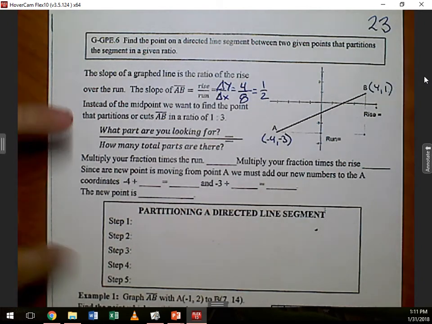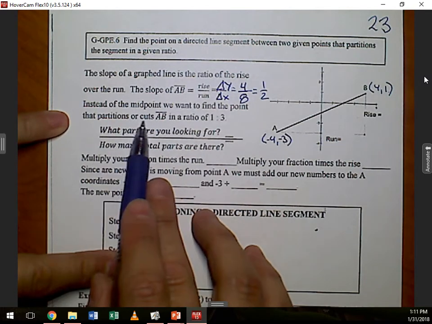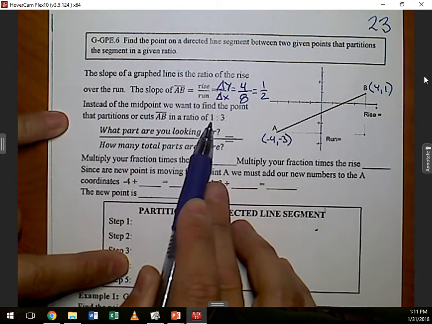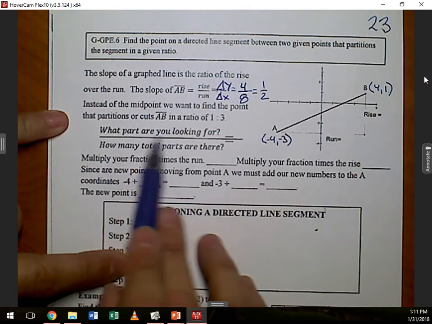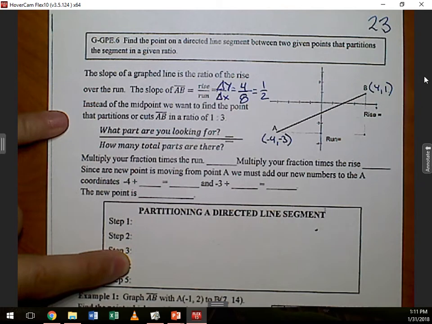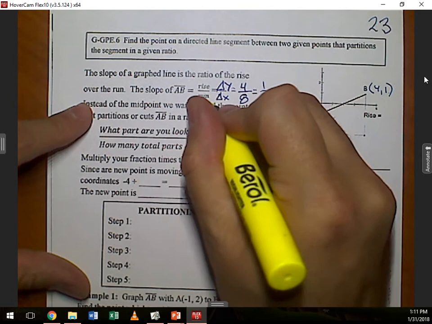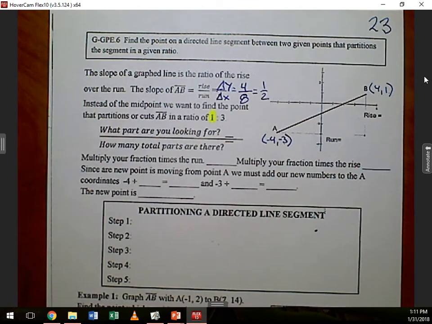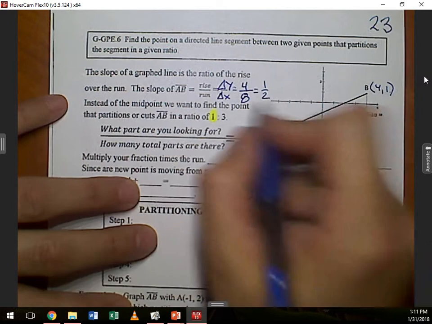Okay, so a couple things that we're going to look for is, instead of the midpoint, we have to find a point that partitions or cuts AB into a ratio of 1 to 3. Okay, we did ratios already. What part am I looking for? Okay, I'll give you a hint. I'll even highlight it here for you. You're always going to look for this in the ratio. It's always that first one, the first number. So, what part am I looking for? Say 1. Thank you. I'm looking for 1.